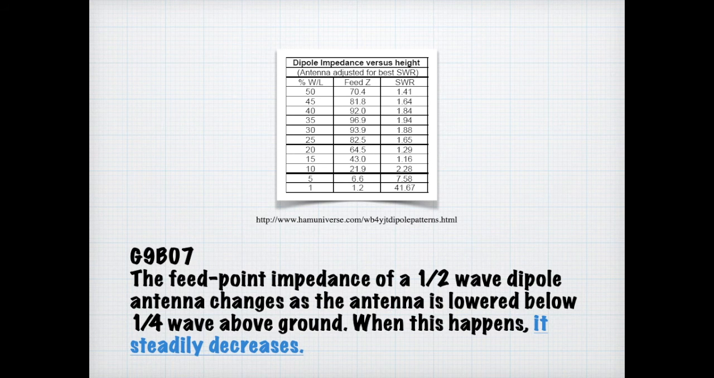Another thing that's affected by the height of a dipole antenna is its impedance. For the exam, you need to know that the feed point impedance of a half-wave dipole antenna changes as the antenna is lowered below a quarter wave above ground. When this happens, it steadily decreases. In other words, the impedance decreases steadily.